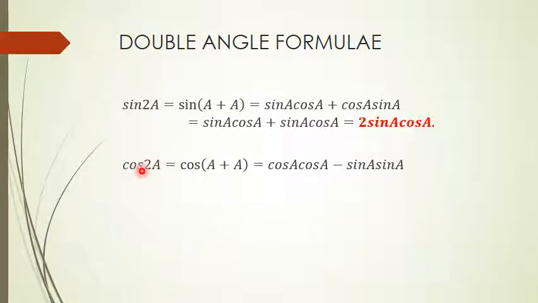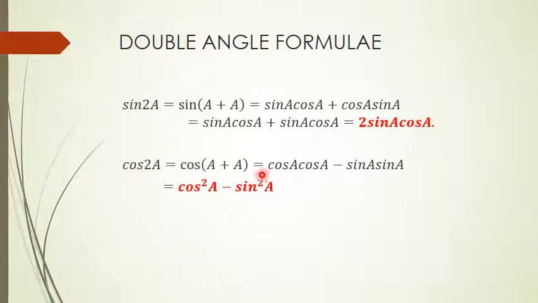In the same way, we can write 2a here as a plus a. So we have cos 2a equal to cos of a plus a, and expanding that using the compound angle formula for cosine, we obtain cos a cos a minus sine a sine a, which is cos squared a minus sine squared a, which is one of the compound angle formulae for cosine.